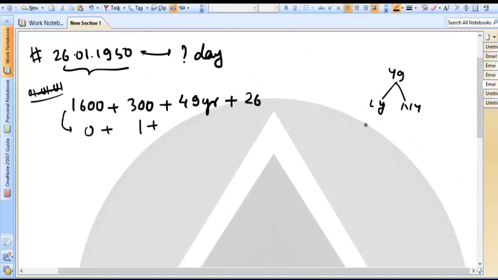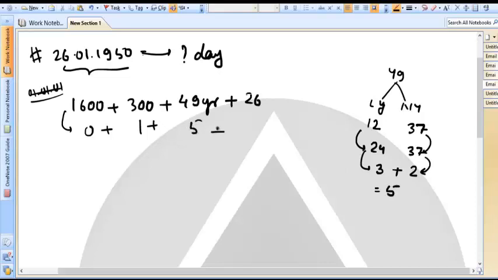So I think you can understand 12 leap years and then 37 normal years. 12 means 24 odd days. 37 means 37 odd days. 24 means 3 odd days. 37 means 2 odd days. And total it will become 5 odd days. So I'll write 5 here.